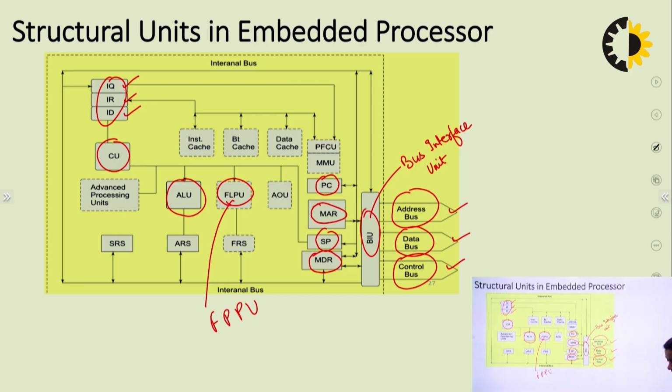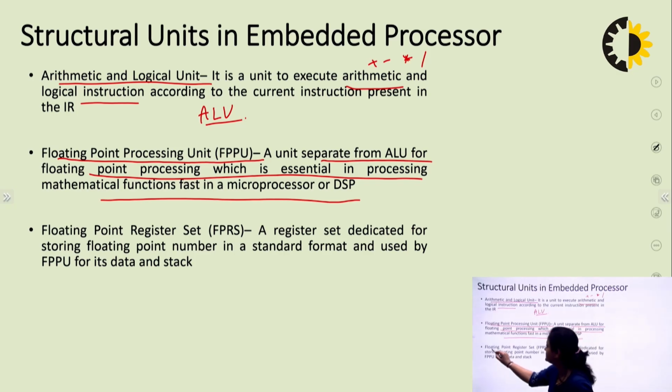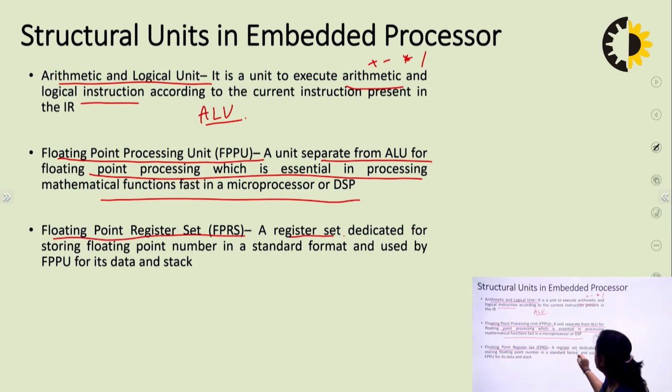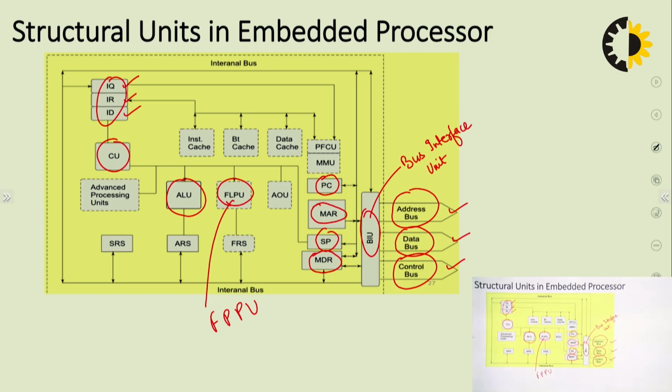Then associated with this, we have another unit which is called the floating point register set. This is a register set which is dedicated for storing floating point numbers in a standard format and used by the FPPU for its data and stack. You can check in the diagram. This is the floating point register set which is associated with your floating point processing unit. It is a specific register which is used to hold the floating point style of numbers. So these two have been drawn with dashed lines.